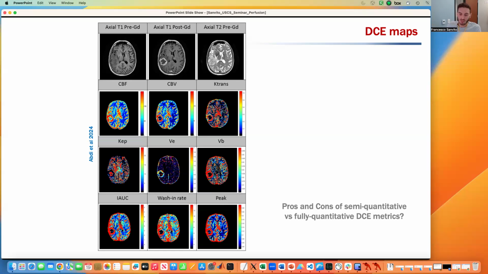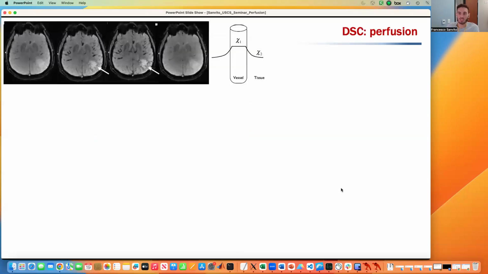The semi-quantitative measurements don't have these issues, but they don't correct for all of these variables. So since it's simply the area under the curve of the signal intensity, if you're changing the pulse sequence parameters such as the flip angle and whatnot, you're going to change these measurements. And if you change the rate of injection, if the subject has a different vascular structure, it doesn't account for any of that. So pros and cons. Now let's talk about DSC.